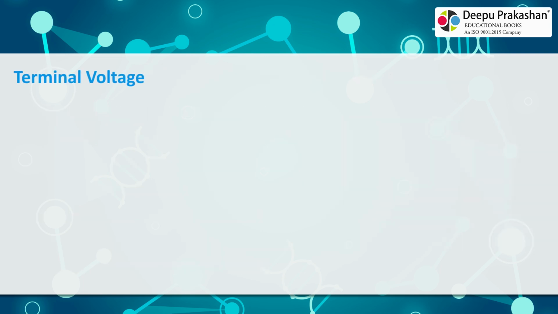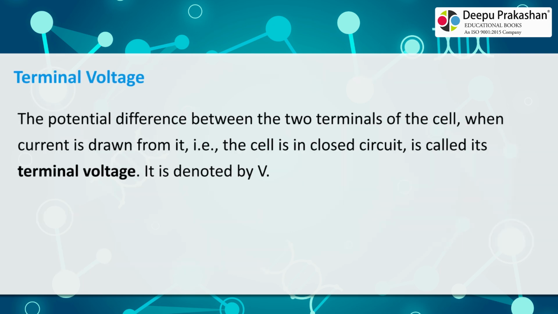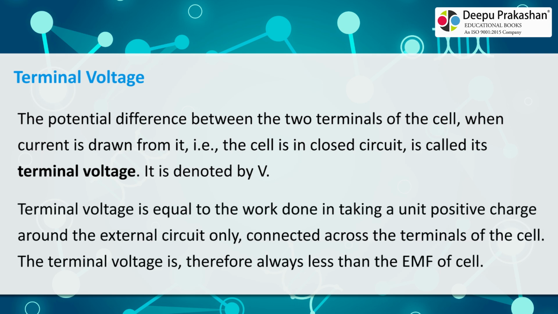Terminal voltage. The potential difference between the two terminals of the cell, when current is drawn from it, that is, when the cell is in closed circuit, is called its terminal voltage. It is denoted by V. Terminal voltage is equal to the work done in taking a unit positive charge around the external circuit only, connected across the terminals of the cell.